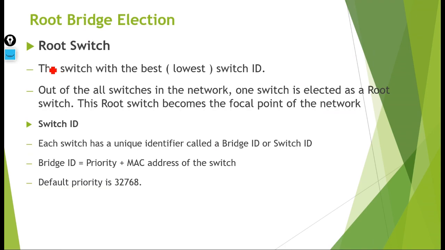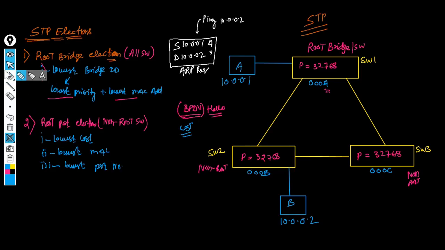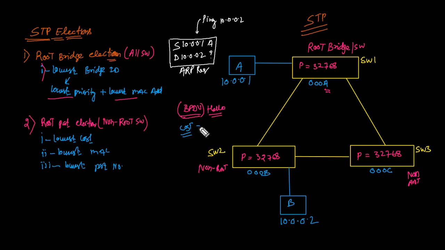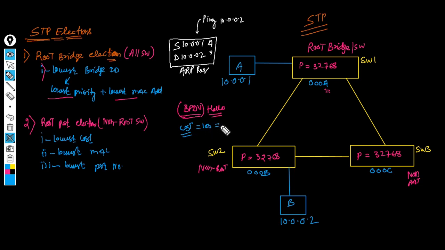let's move ahead. So this is what the cost is. Let's say if you have a 100 Mbps link, the cost will be 19. So the cost is 19 for, let's say, all our Fast Ethernet. Fine. Now see, in non-root switches, root port election will take place, and only one root port will be there in one non-root switch. Okay, so root port is basically the shortest path to reach the root bridge, or you can say the best path to reach the root switch.